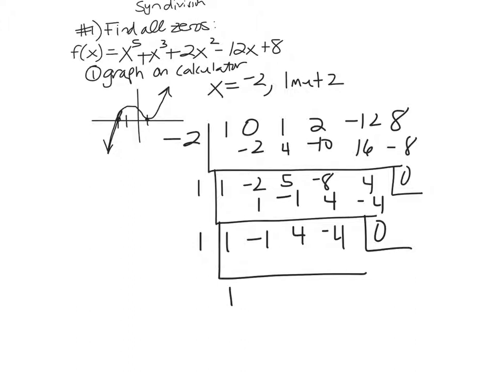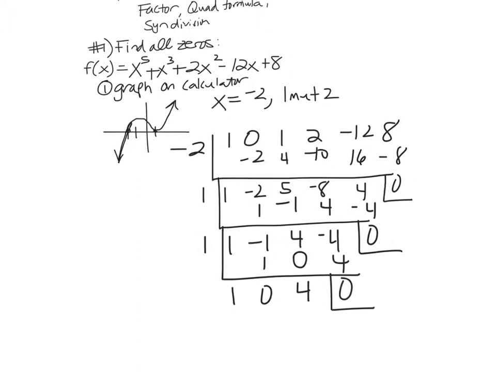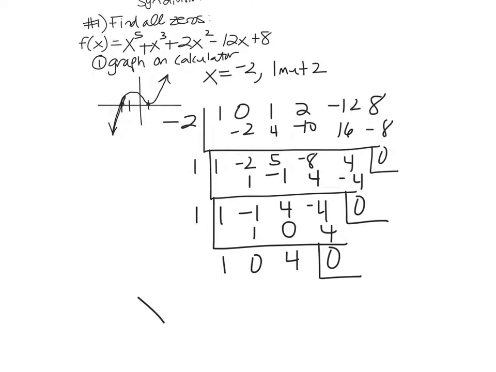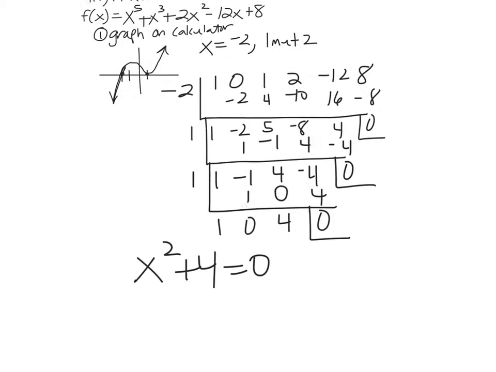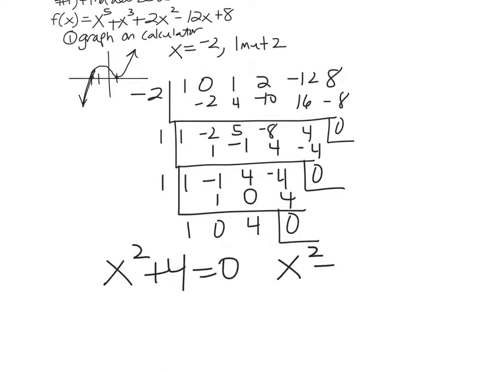1, 1 times 1 is 1, 0, 0, 4, 4, 0. Yay. Okay, now what I end up with is x squared plus 4. Okay, that's not factorable because that's not the difference of two perfect squares. But I can set this equal to 0 and solve it either by quadratic formula, which I don't want to use, or any other method that I know. Well, I'm going to subtract 4 to the other side. And then I'm going to take the plus and minus square root. And what's the plus and minus square root of negative 4? 2i.